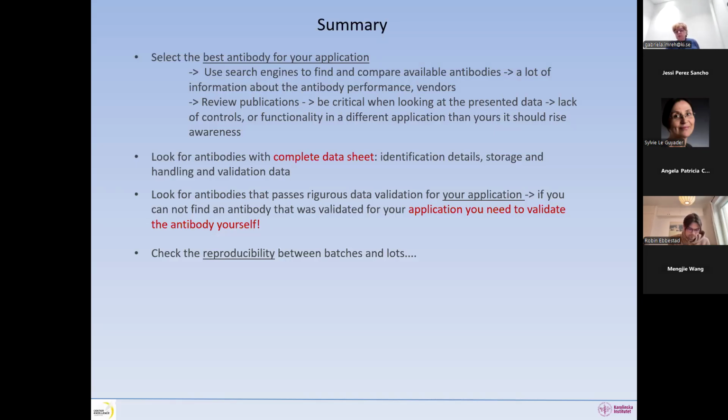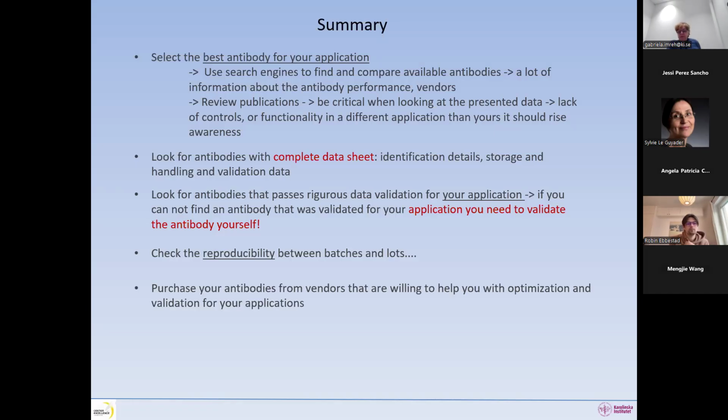And if you have to buy a new batch of the same antibody, order it in due time so you can compare. Purchase the antibody from vendors that are willing to help you with optimization and validation of your application. And again, pay attention so you don't buy or test the same antibody twice.